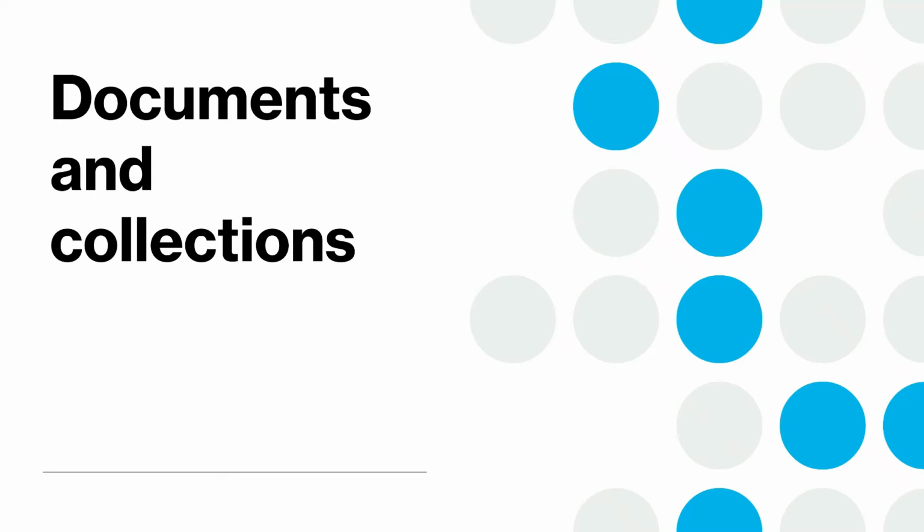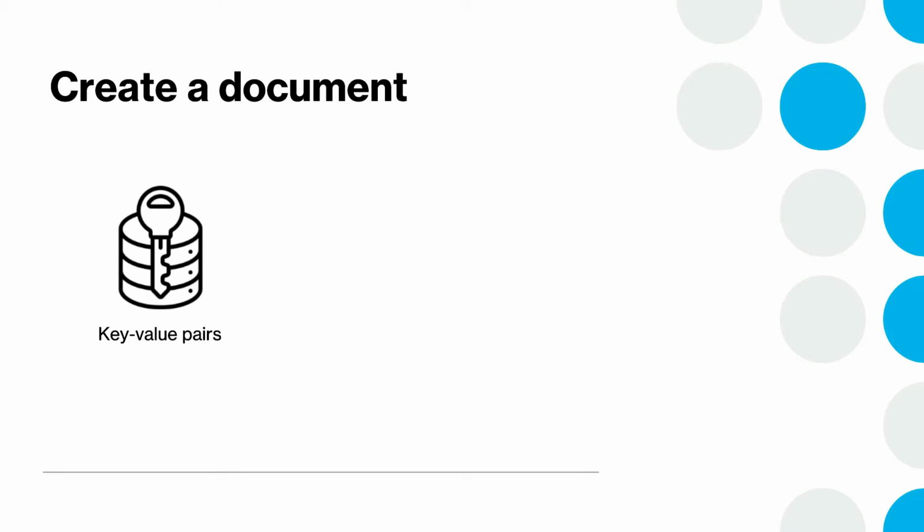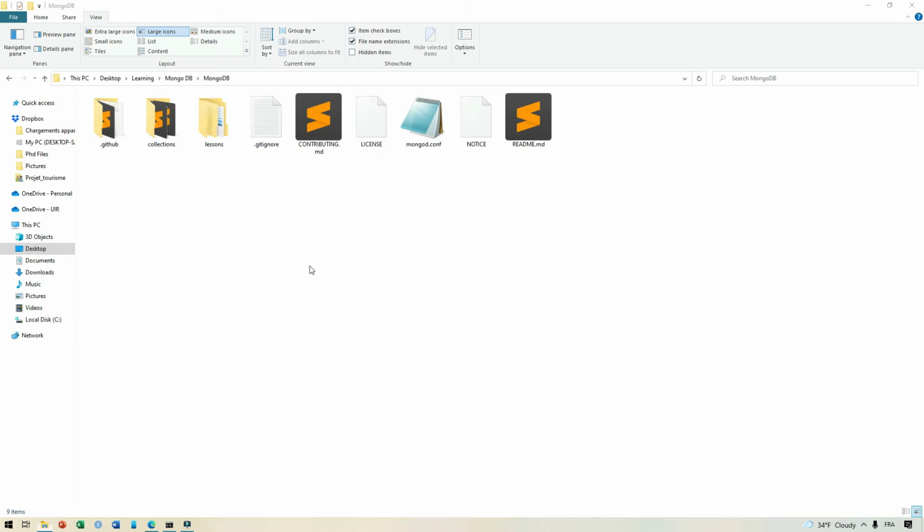Now that we have our MongoDB installed and ready to be working, let's go ahead and explore what documents are and how to create them. Well, simply, MongoDB documents are defined as field value pairs stored in a JSON-like format called BSON, which stands for binary JSON. So let's get our hands dirty with creating documents and saving them in our database.